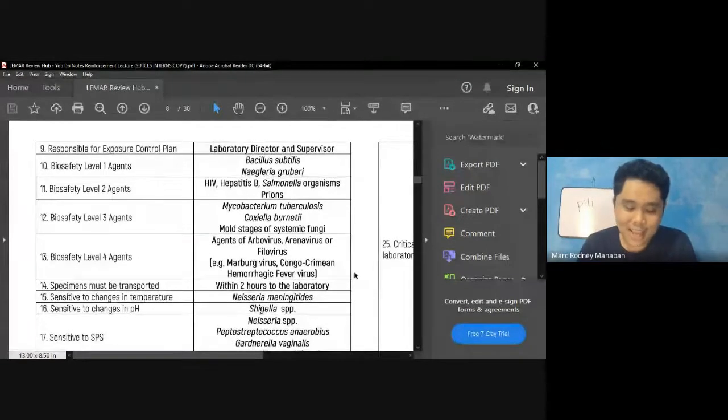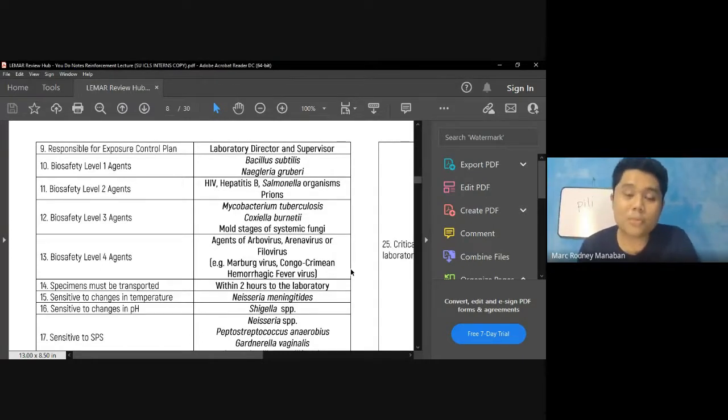Next, for BSL-3 agents, these are usually agents that are airborne in origin, so they can be acquired by inhalation from the environment. For example, you have MTB, Coxiella burnetii, and the mold stages of systemic fungi. Take note, the systemic fungi are dimorphic. Among the systemic fungi, you have Blastomyces, Coccidioides immitis, Histoplasma capsulatum, and Paracoccidioides brasiliensis. Remember that they are dimorphic, with mold forms and yeast forms.